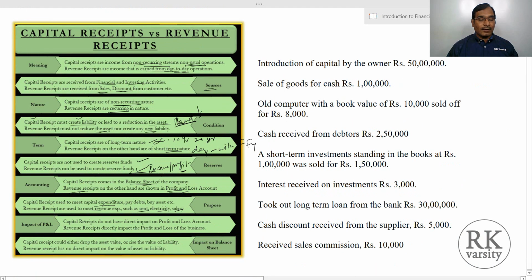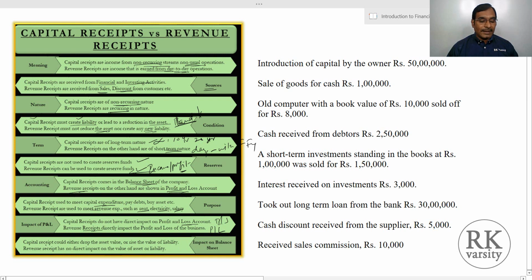Impact on the profit and loss account. Capital receipts do not have a direct impact on the profit and loss account, because most of the time we show them in the balance sheet, whereas revenue receipts have a direct impact on your profit and loss account. Now, impact on the balance sheet.